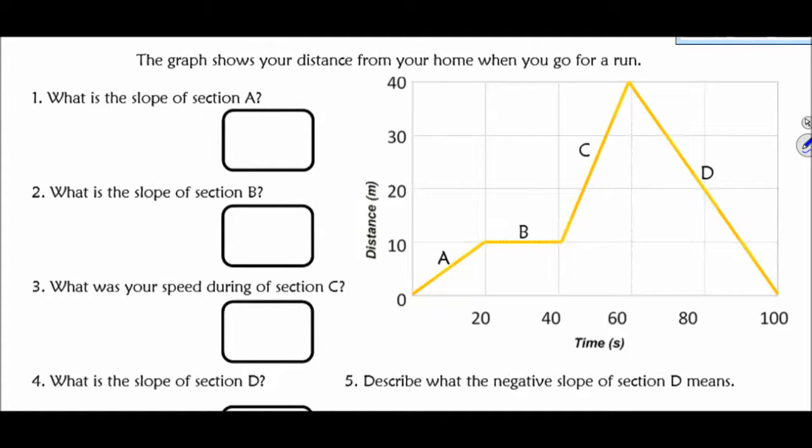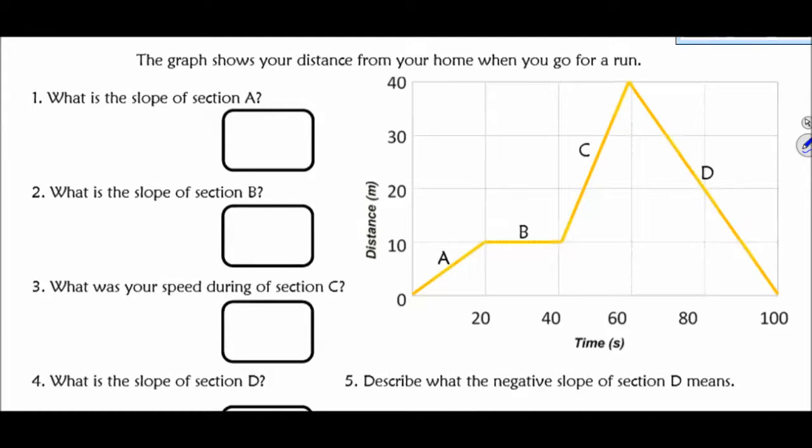Here I'm just going to talk about a few of the homework problems that we're going over. You were supposed to do 5, 6, and then find the slopes of each of those graphs at the bottom. So when we're talking about 5, we're trying to describe what a negative slope in section D actually means.